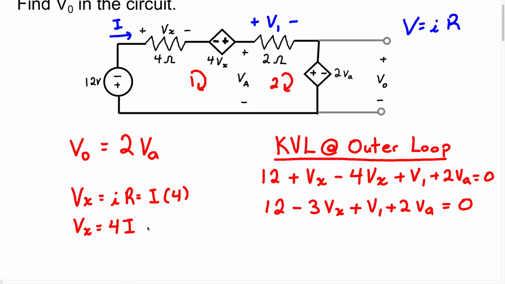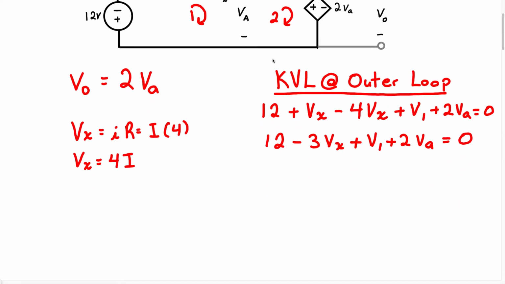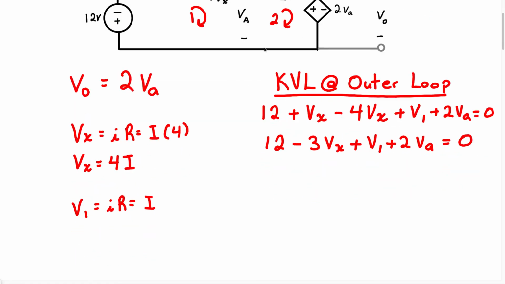Now we have one more resistor, so let's write the value of that voltage using Ohm's law. We have V1, so we can say V1 equals IR. We know the current is going to be I, and the resistance is going to be 2. So we have 2. When you simplify this, V1 equals 2I. So these are two important equations we need to know.